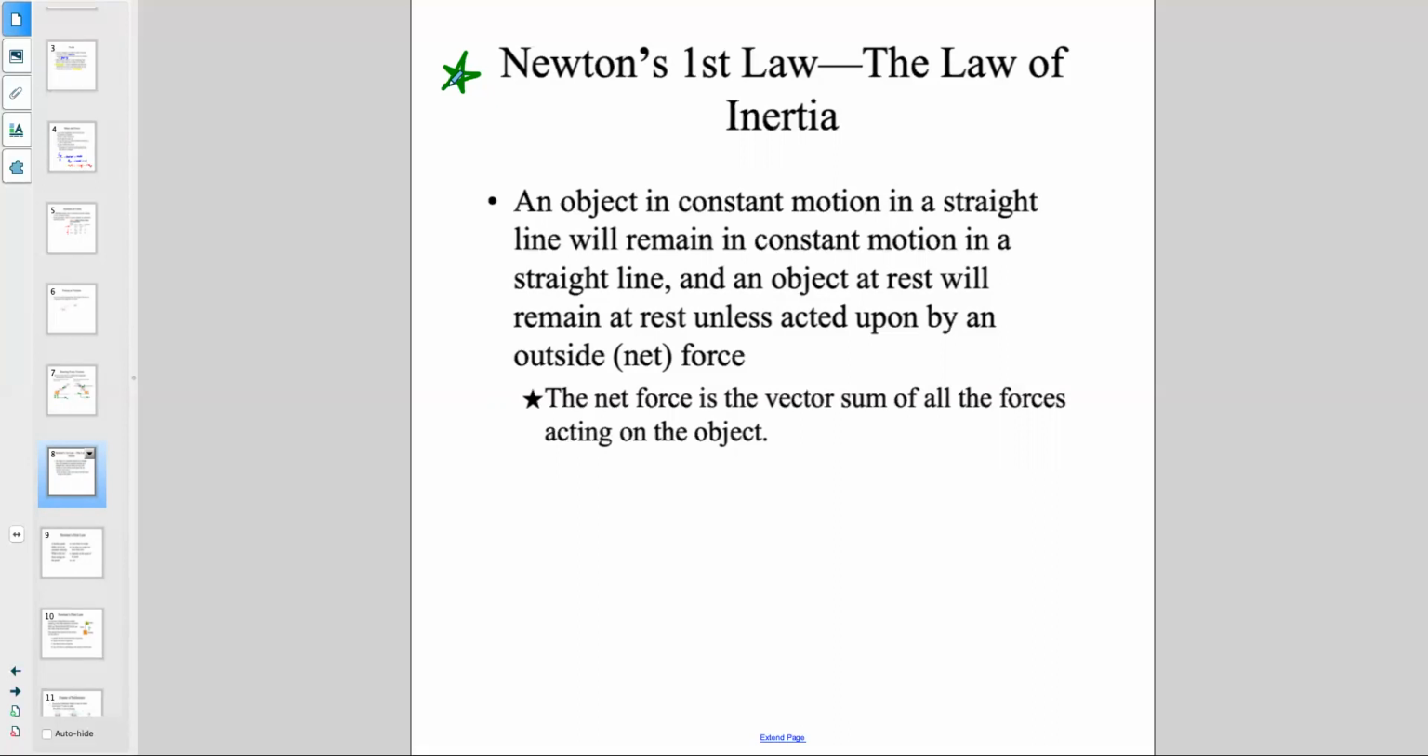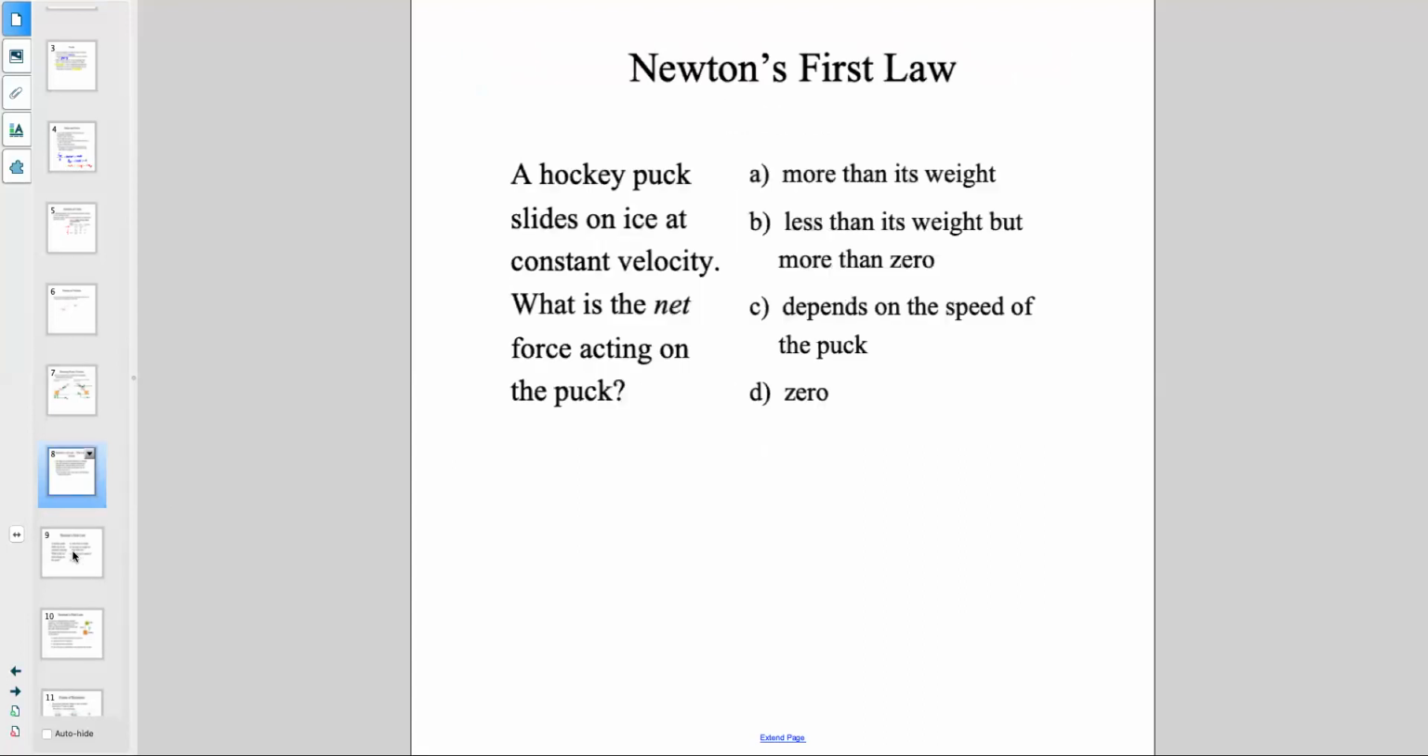For example, let me give you an example. You're probably watching this video on your phone or your computer, and if you have your pen on the table, that pen is staying stationary without any type of motion, unless you push it, you pull it, or whatever, unless you act on it or apply some force to it. So then it will start moving. Okay, so an object at rest will remain at rest unless acted upon by an outside or net force. Okay, all right, let's take a look at this little example.